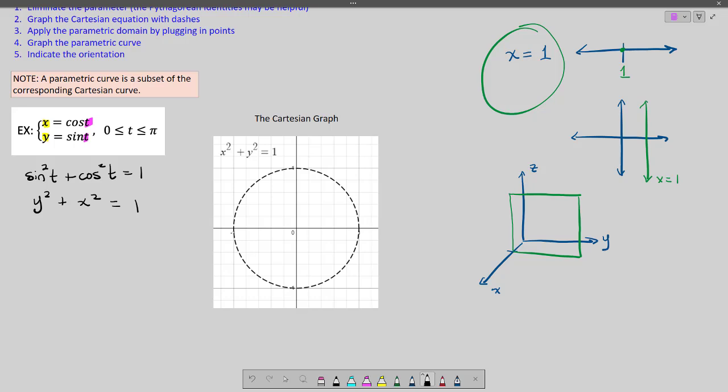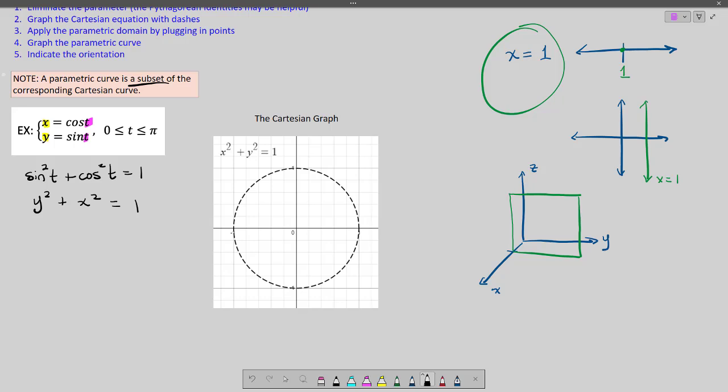So then I always will graph the Cartesian curve with dashed lines. The parametric curve is going to be a subset of the Cartesian. It might be the whole entire Cartesian graph, but it could be a subset. It could be smaller. It could be a part of it, not the whole thing. Okay, so we've now done the graph of that.